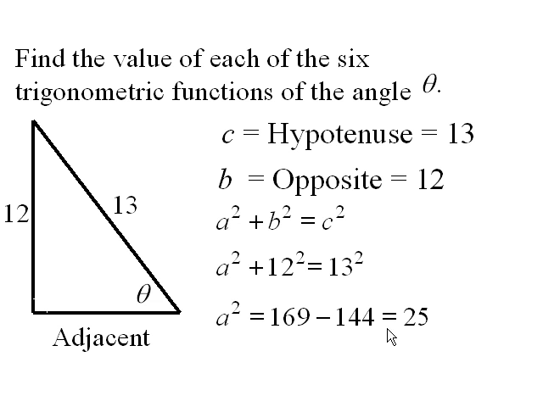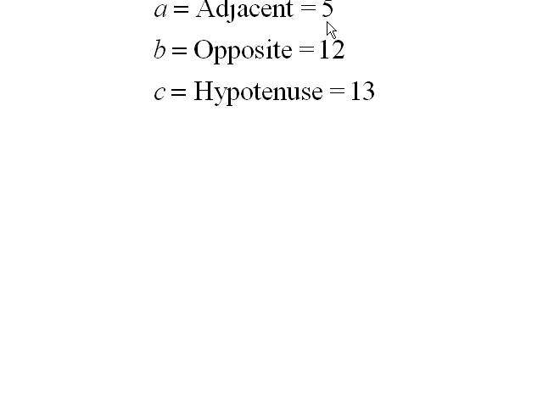169 minus 144 is 25. That happens to be a perfect square itself. So a could be assigned the value of 5. So let's look at what we've got in our triangle. We've got a, 5, b, side opposite, is 12, and c, the hypotenuse, is 13.